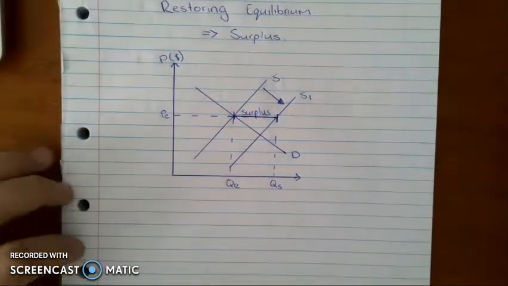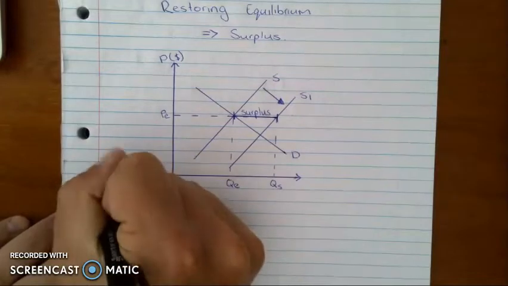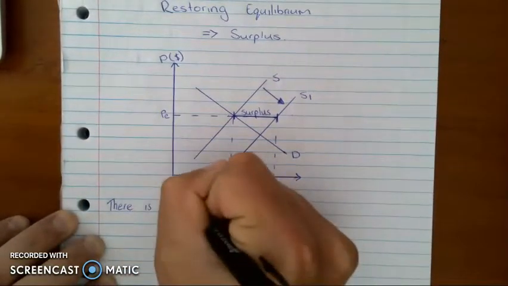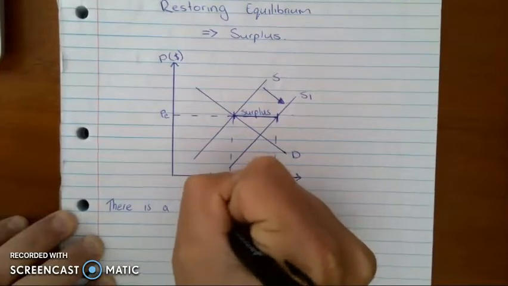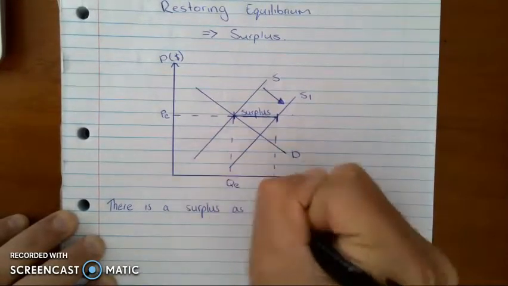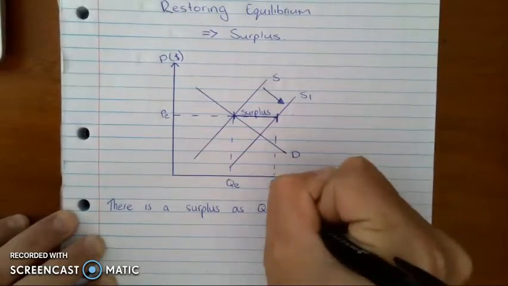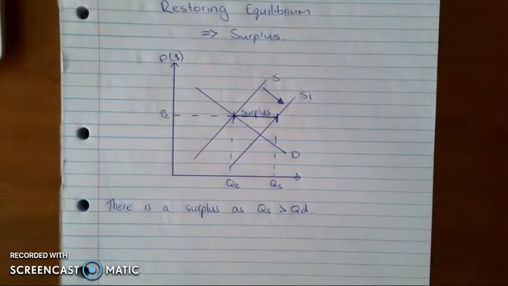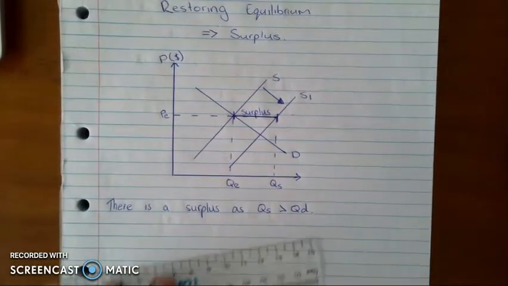So we can start our discussion already. There is a surplus as QS is greater than QD. Okay? Now, we go about the process of how to restore equilibrium.